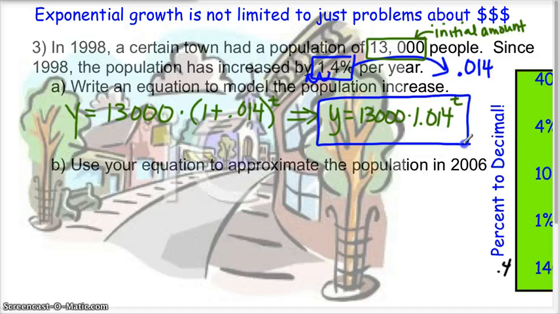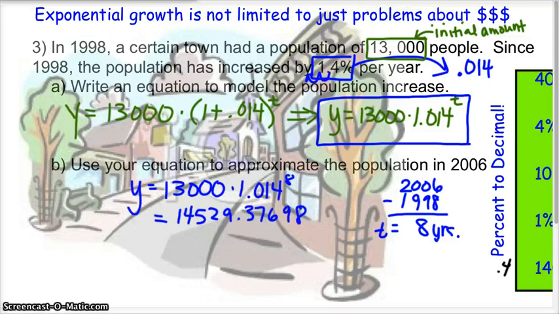We need to think of how many years have gone by. From 1998 to 2006, if we subtract those years, we can see that 8 years would have gone by. So our t value is going to become 8. Use the equation, plugging in 8 for t to find the population in 2006. Pause the video and do that now.